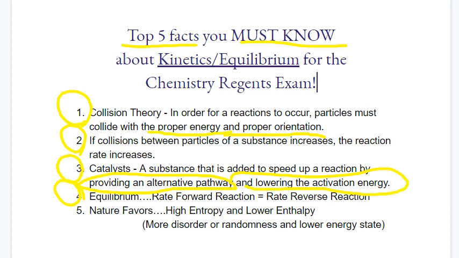They will remain constant, however. All right, finally, number 5. What does nature favor? Nature favors high entropy, which is the amount of disorder or randomness of a system, and lower enthalpy, meaning that my products are at a lower energy state than when they started as the reactants.